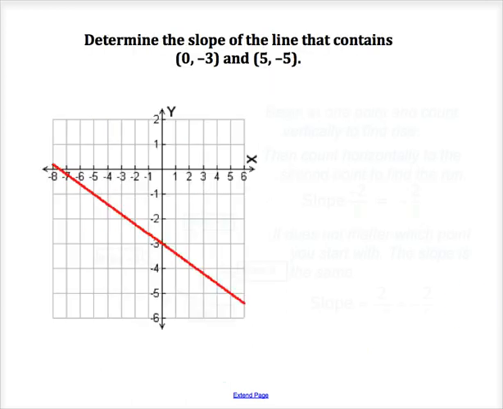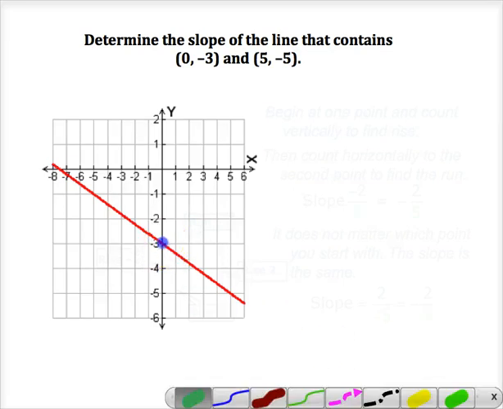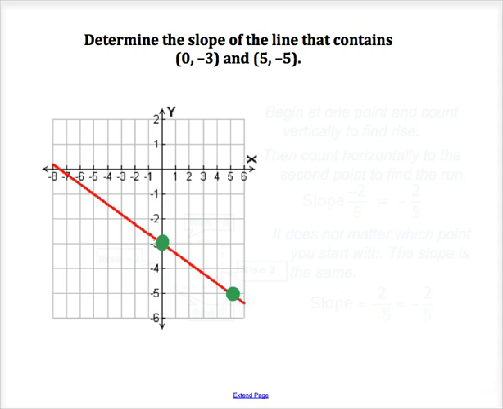So if we want to figure out the slope here of (0, -3), which is the point right here, and (5, -5), the point right there, we can look at this line and decide what to do. So please try to determine the slope by looking at the 2 ordered pairs and determining how far down you go before you go to the right.